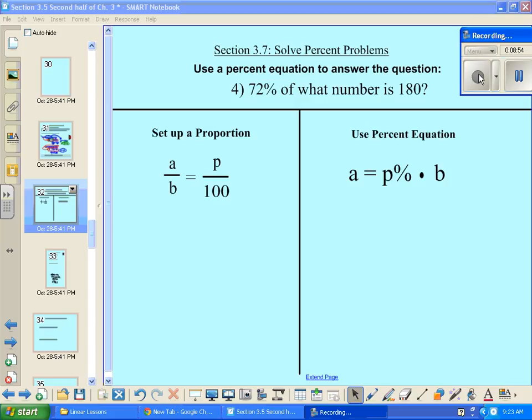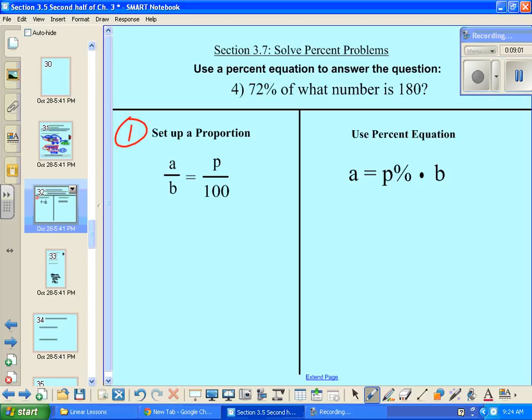I'm going to show us one problem where I'm going to solve it using two different methods. Here's the method we learned in the previous lesson, set up with a proportion. Here's what we're talking about now in this lesson, using a percent equation. So I'm going to solve this problem up here at the top using both these methods. So here's my problem, example label number 4 in this case. 72% of what number is 180? I'm going to solve this over here, and I'm going to solve it over here.